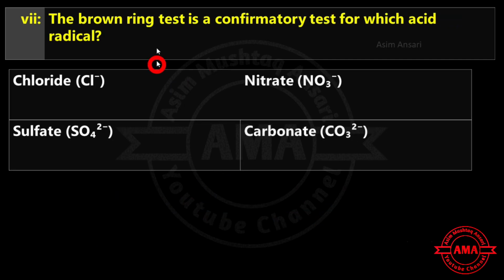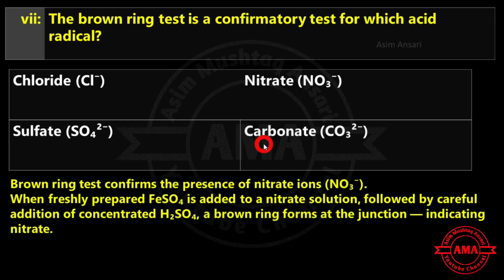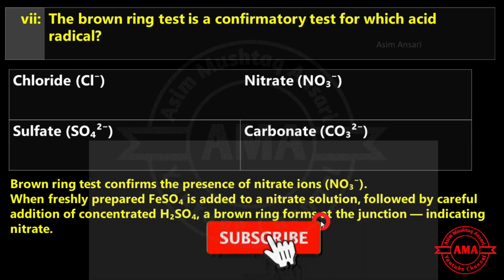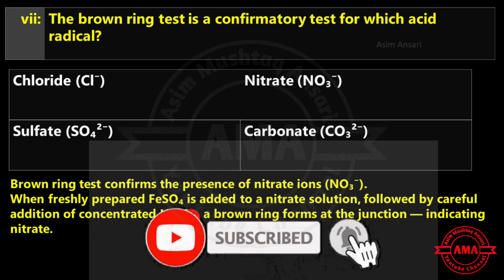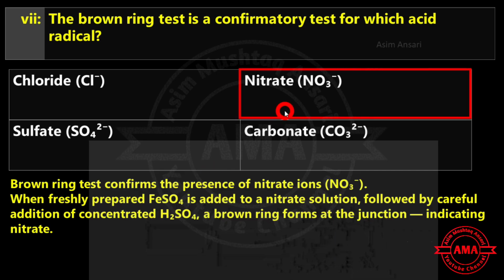Next is: the brown ring test is a confirmatory test for which acid radical? Chloride, nitrate, sulfate, or carbonate. There, the brown ring test confirms the presence of nitrate ions. When freshly prepared FeSO4 is added to nitrate solution, followed by careful addition of concentrated sulfuric acid, a brown ring forms at the junction, indicating nitrate. So the exact answer is B, nitrate radical.